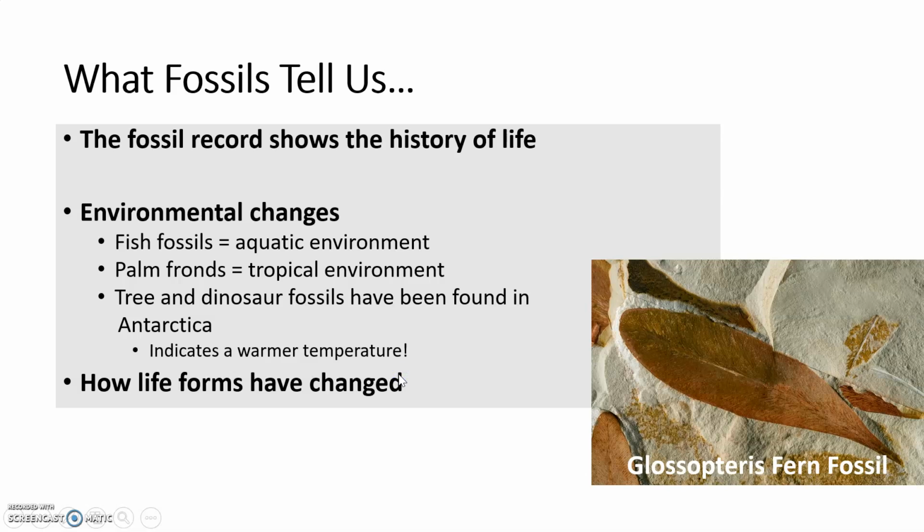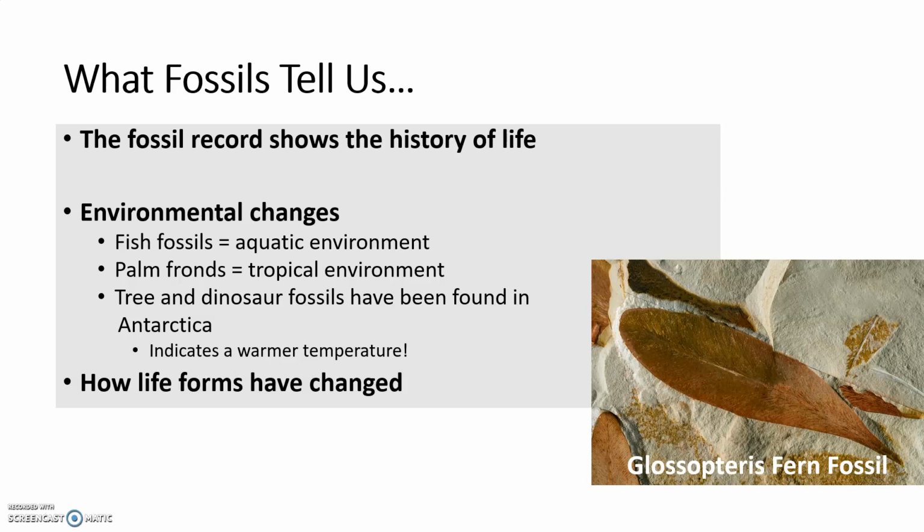So what do fossils tell us? Well, they show us about the history of life and environmental changes that have occurred over time. Example, a fish fossil would represent an aquatic environment. A palm frond would represent a tropical environment, like a palm tree.